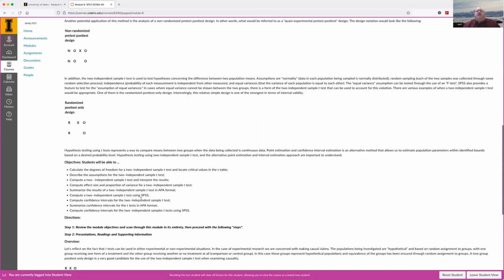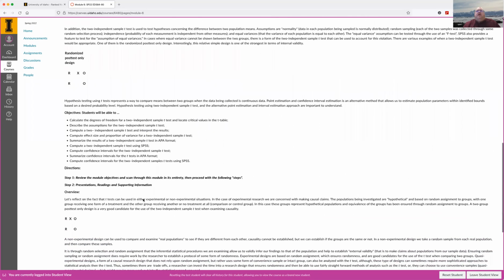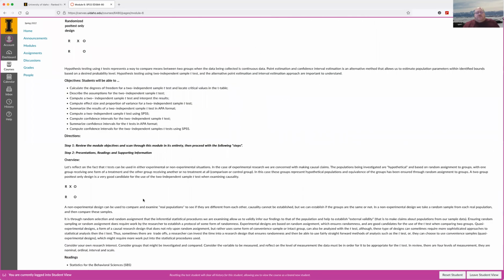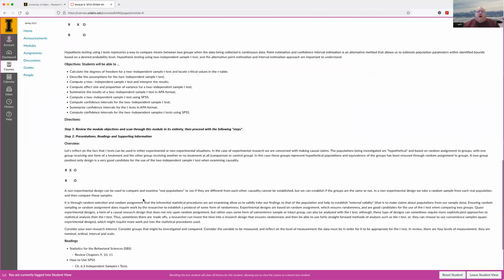So here are the objectives and the directions. The first thing is to review the module objectives and scan through the module in its entirety. Then the next thing is presentations, reading and supporting material, and that's where we go. And this is where the review is going to come in.